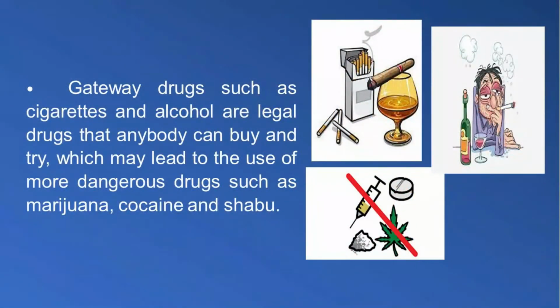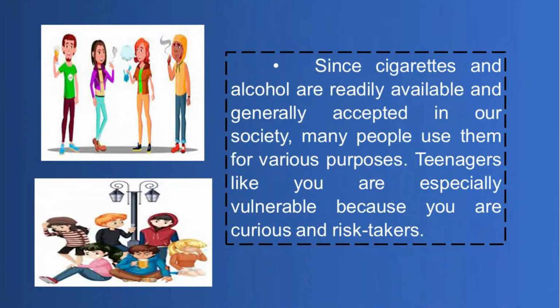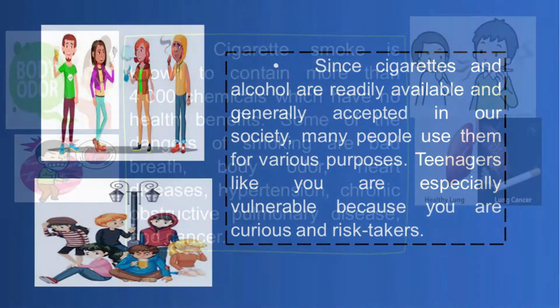Gateway drugs such as cigarettes and alcohol are legal drugs that a non-drug user may try, which can lead him or her to more dangerous drugs such as marijuana, cocaine, and shabu. Since cigarettes and alcohol are readily available and generally accepted in our society, many people use them for various purposes. Teenagers like you are especially vulnerable because you are curious and risk takers.